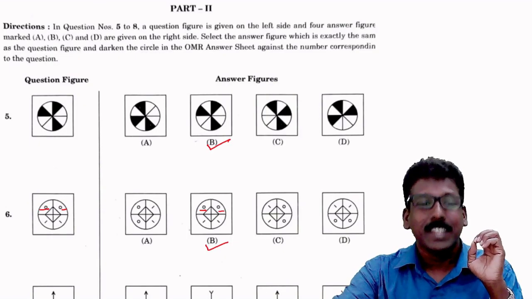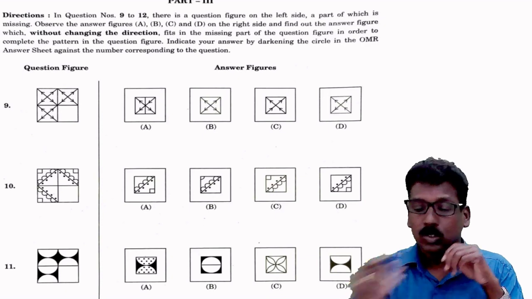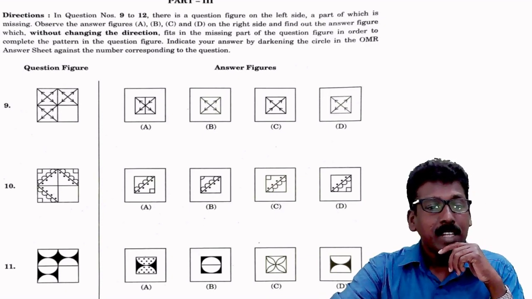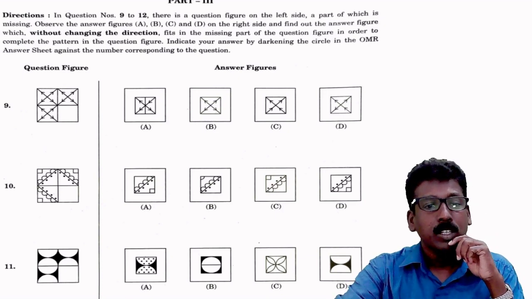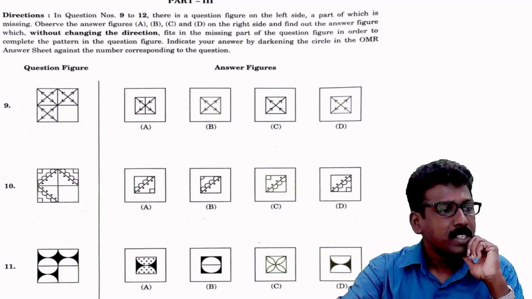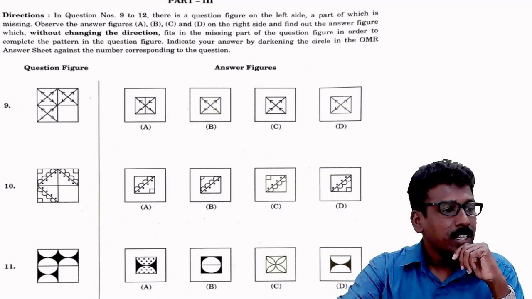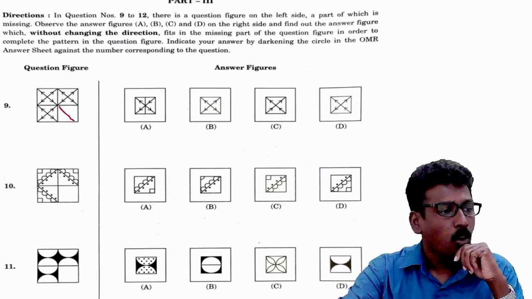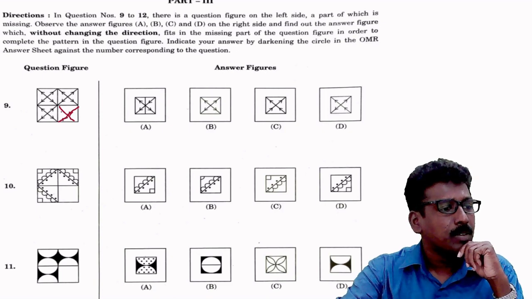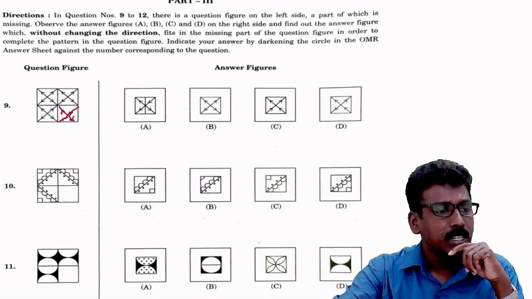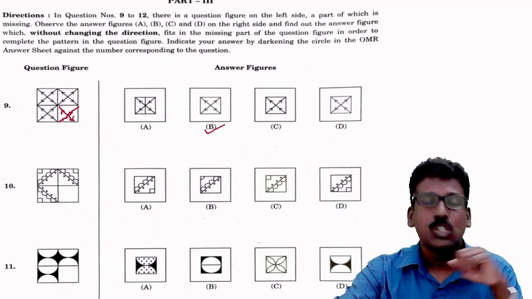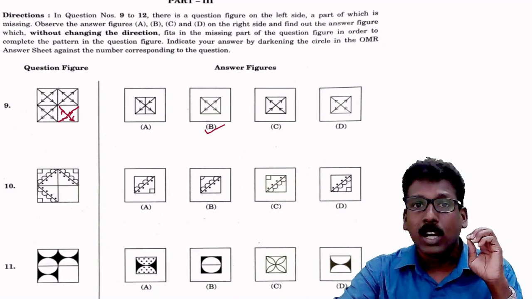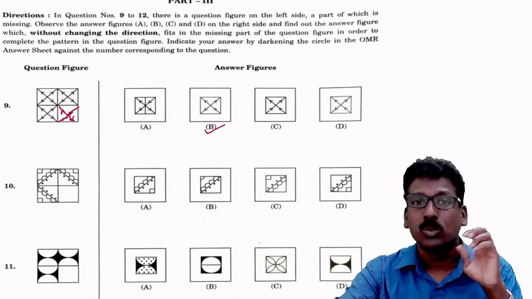Now let us look at the next part. Here, one question figure is given, and that question figure is divided into 4 parts, and one part is missing. You have to choose the correct figure from the answer figures. Now it is very simple. You can see, you join it and there are arrow marks on all the sides. The correct answer, you can see, is B. B fits exactly to the question figure. So B is the correct answer. In the OMR margin, question number 9, you have to darken B.